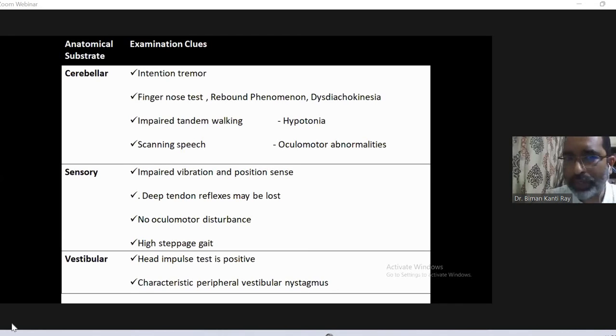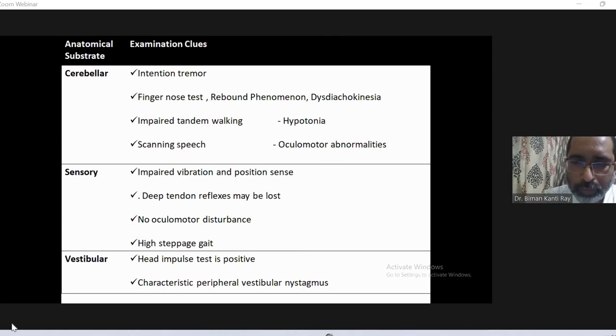During examination, I have already mentioned these points. In cerebellar ataxia, you get a positive finger nose test, rebound phenomenon, dysdiadochokinesia, impaired tandem walking, hypotonia, in addition to oculomotor abnormalities and scanning speech. In sensory ataxia, you get loss of deep tendon reflexes, absence of joint position and vibration sense, no oculomotor disturbance, and a high steppage gait. And if it is a vestibular ataxia, the head impulse test is positive and there is characteristic peripheral vestibular nystagmus.